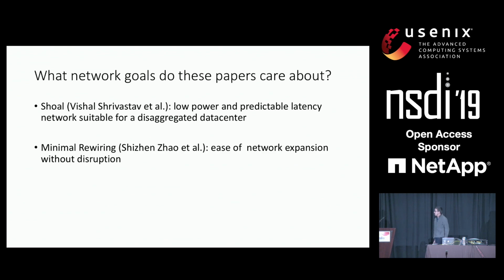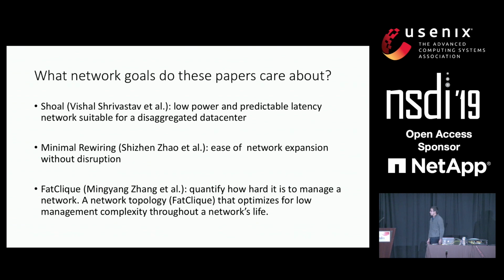The second one by Shizhen Zhao and others, this is a paper from Google. And the goal here is to build a network that is easy to expand live. Like while applications are using the network, you want to be able to expand it with more capacity, or maybe change the internal topology of the network without disruption. We'll talk about how they do that.